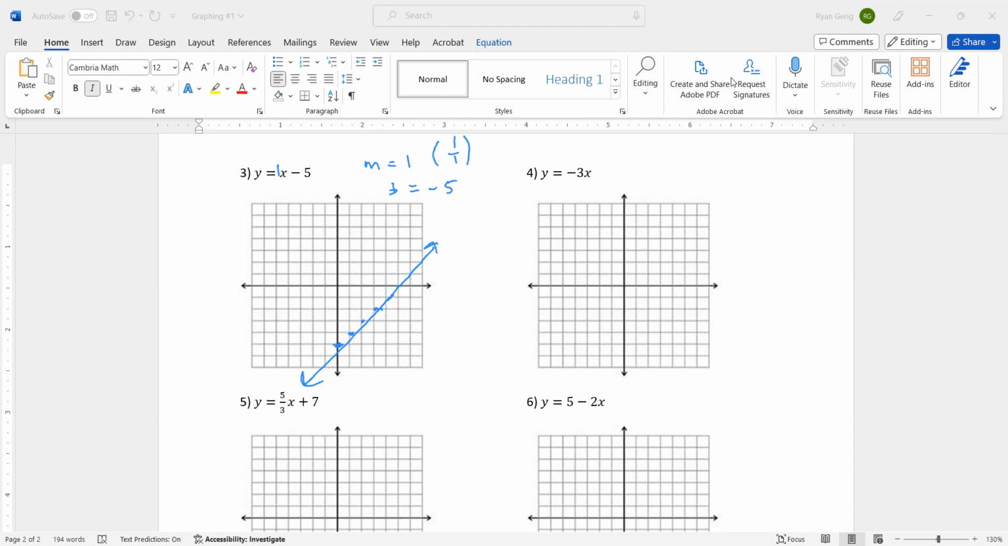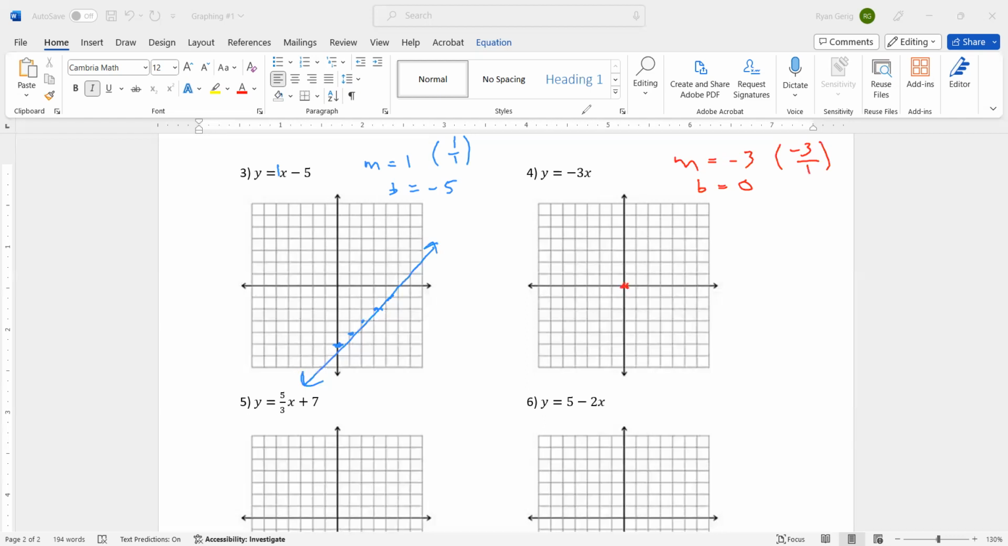Next one, y equals negative 3x. Slope is negative 3. The y-intercept is not there, so it's a 0. Where's 0 on the y-axis? It's right there in the middle. Negative 3, if I write it as a fraction, would be negative 3 over positive 1.